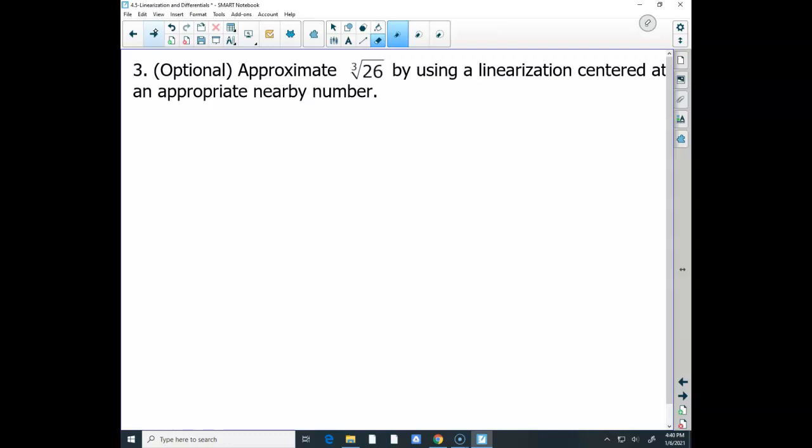So what we're going to do is approximate the cubed root of 26 by using linearization centered at an appropriate nearby number. How would we think about doing this? First and foremost, hopefully it's obvious that our function is the cubed root of x. I would want to find the perfect cube closest to that. What are we going to go after here? Maybe 27, because I know how to do that.